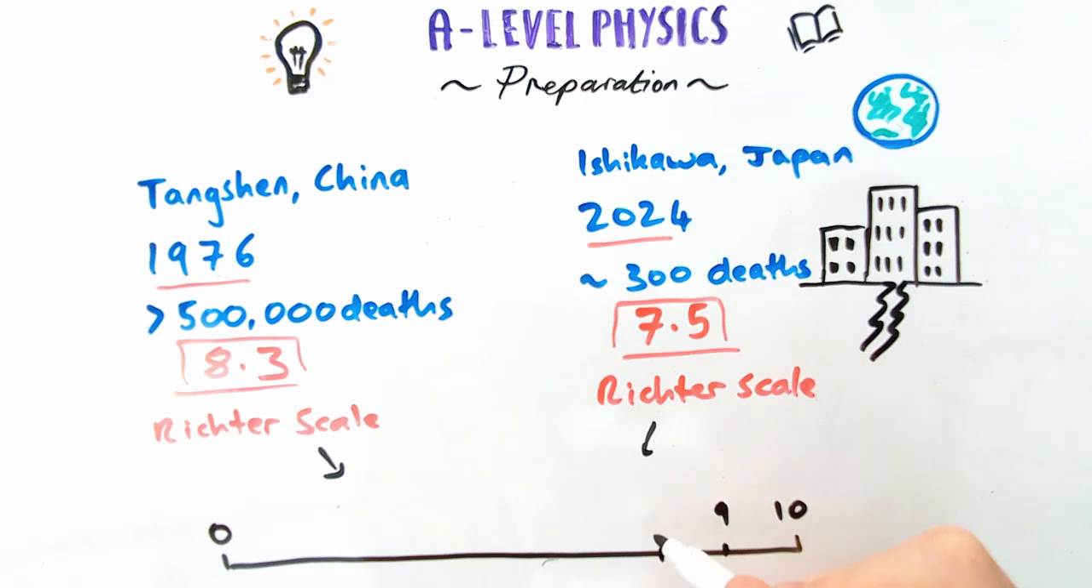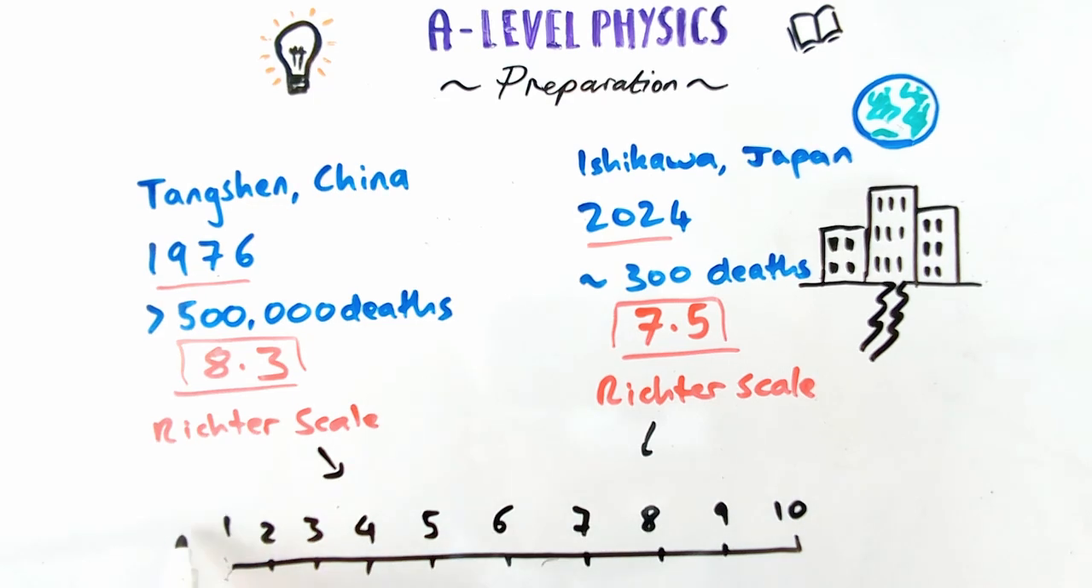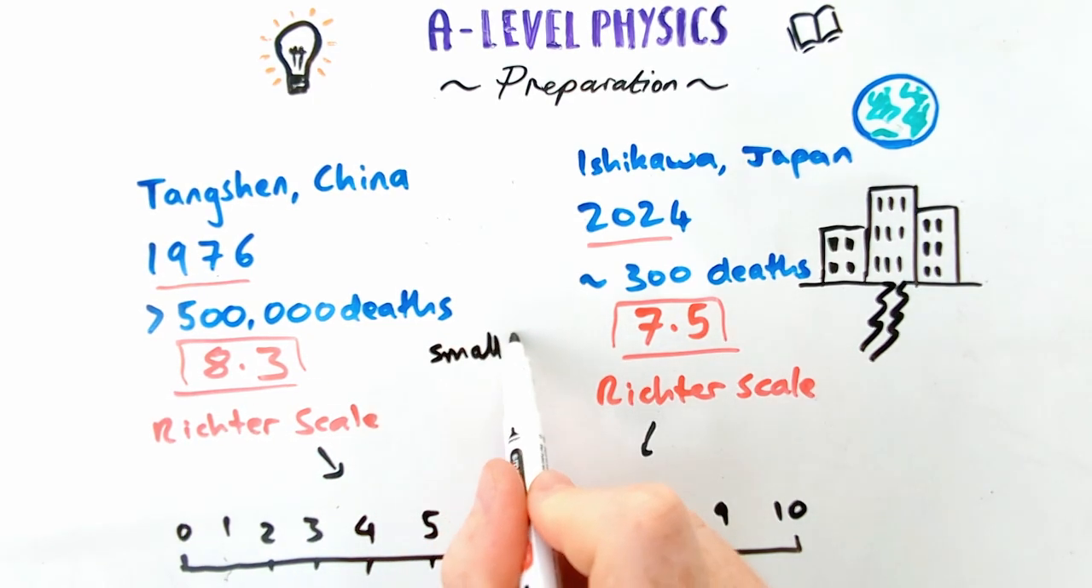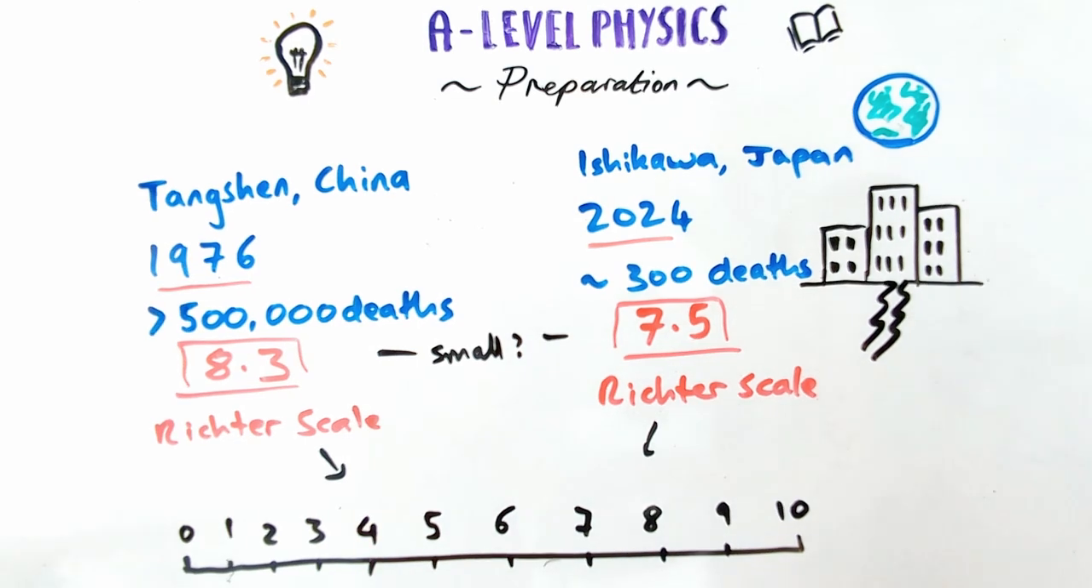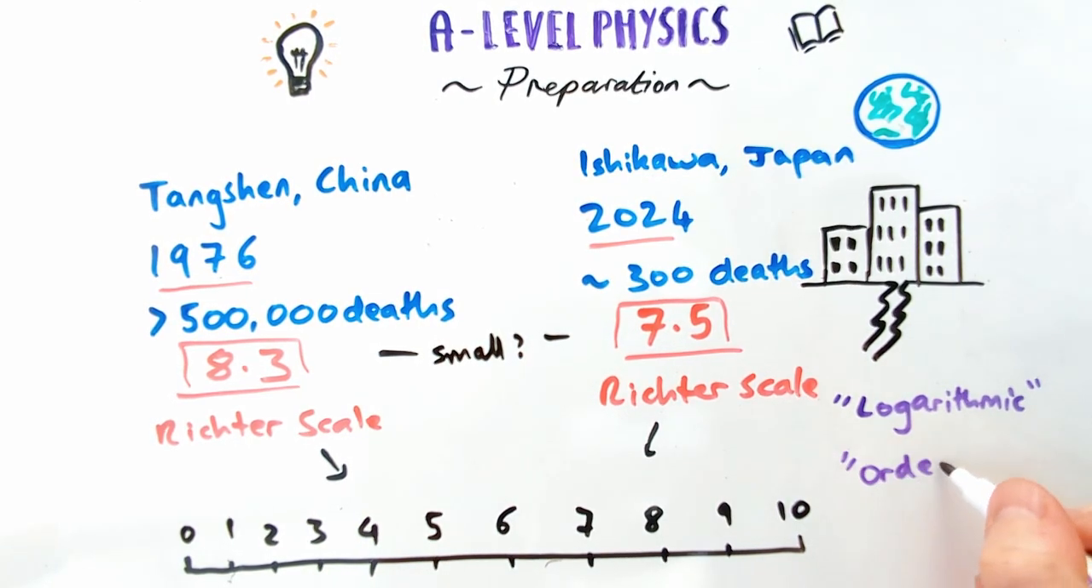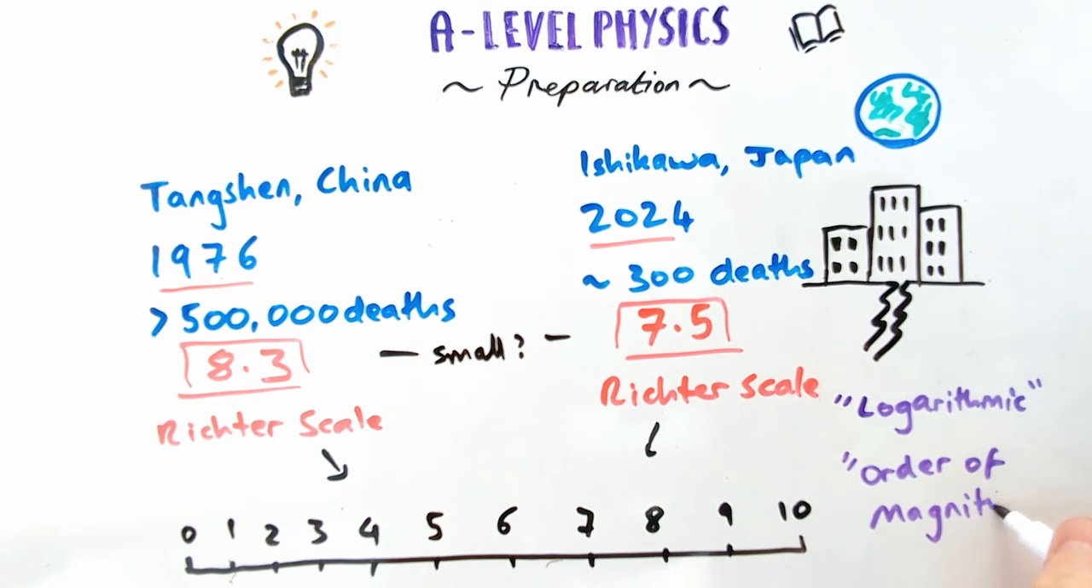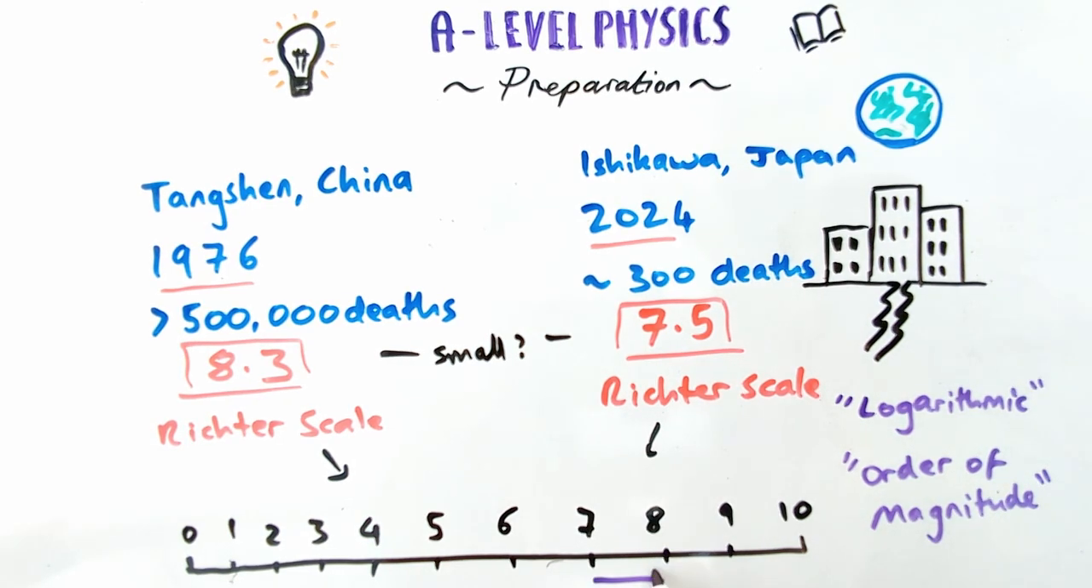Now, the Richter scale, a lot of people will see as just a regular scale like the pH scale, where each increment just means it slightly increases by 1, like my very poorly drawn numbered line here. So the difference between 8.3 and 7.5 seems quite small. However, the Richter scale is an example of something called a logarithmic scale, where each step as you go up is a different order of magnitude.